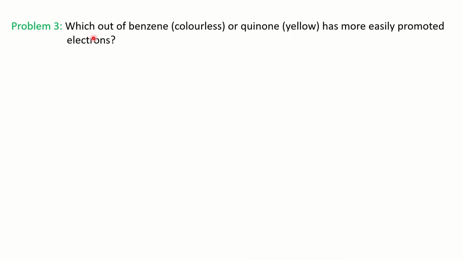This is the same case because we are talking about the multiple problems on conjugation. So we'll be discussing the problems related to conjugation. Which out of benzene usually it is colorless because it is in UV region. Quinone is yellow, has more easily promoted electrons. So we know colorless and yellow, right? Yellow means it is absorbing in visible region. The wavelength is high, obviously, for quinone. Okay, higher wavelength means the electron should be more easily promoted in case of quinone.